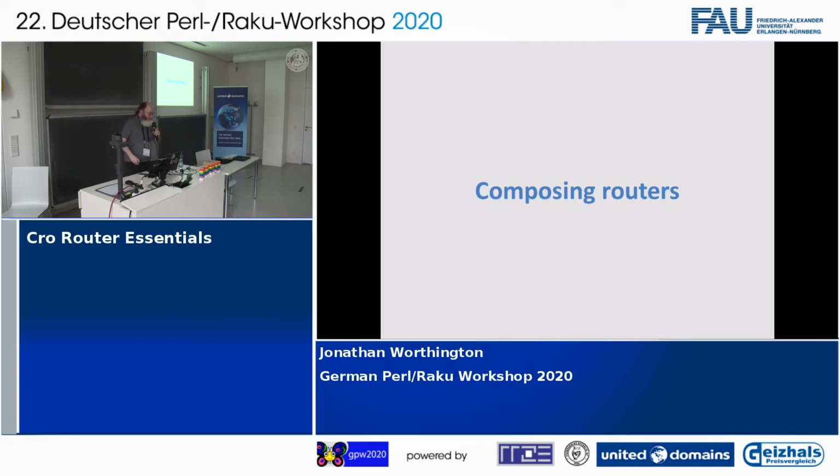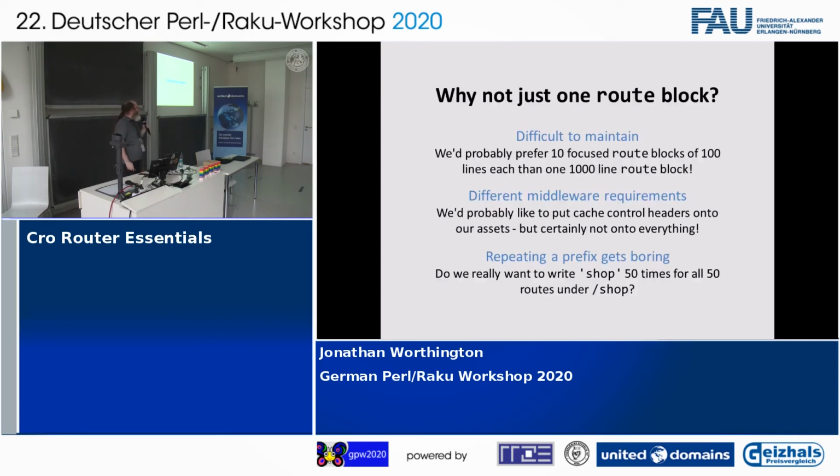Composing routes. Okay, so it's not very nice if you keep adding routes, and then you have 1,000 lines of route block. And at that point, you start thinking, yeah, this is not really how the world should be. So thankfully, there's ways to factor them out. There's other reasons you might want to do this, or ways you might choose which routes to put in different blocks. You might want different middleware. So we probably want caching on our images and other assets, but we don't want it on everything else. Or we might also want to have everything under a certain prefix, and we don't want to repeat it on every single URL handler.